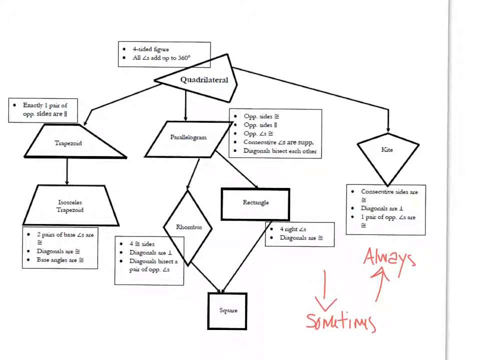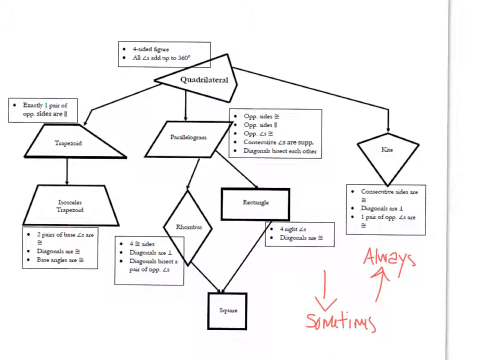So a square is always a parallelogram. So a square always has all the properties of a parallelogram as well. So a square has opposite angles congruent. A square has opposite sides congruent, and that type of thing.